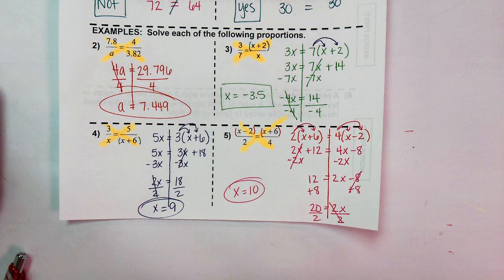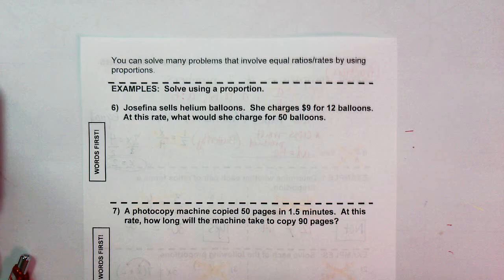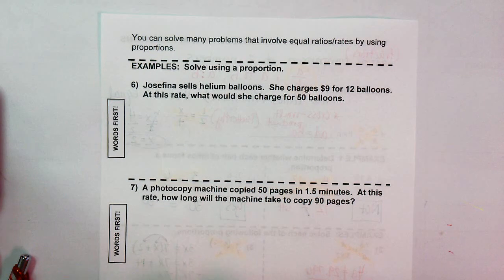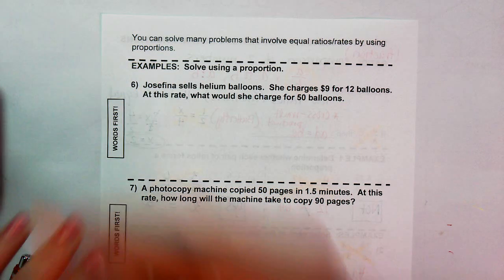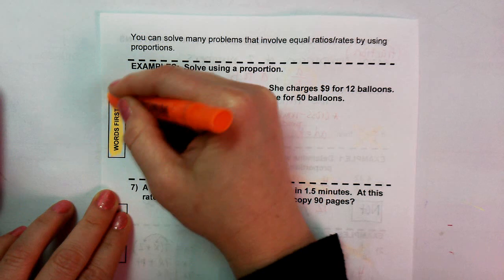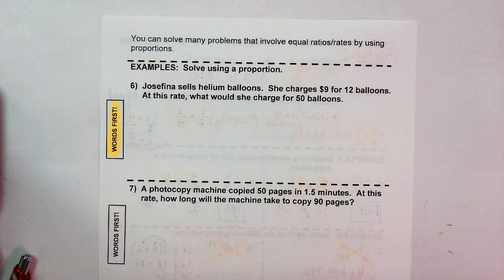All right, we have one more page on the back side. And they are word problems. I don't want you to freak out, right? I'm going to show you how to do these. Here we go. Turn the page for me. So on your homework, there is going to be a spot that says words first. This is just going to help you keep the same order, because if you change the order of your fractions, then you're going to get wrong answers.